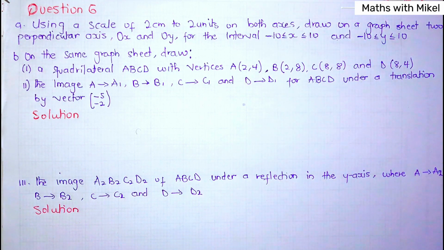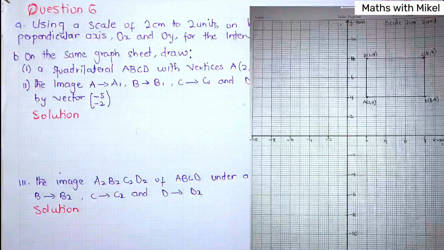Okay, now on the B, on the same graph sheet, draw I, a quadrilateral ABCD with vertices A, that's (2, 4), B is (2, 8), C is (8, 8), and D is (8, 4). So once again, I'll show the picture again. If you plot these 4 points on your graph sheet, you are going to get a beautiful rectangle. So you draw using a ruler to join all the points, and this is what you are going to get.